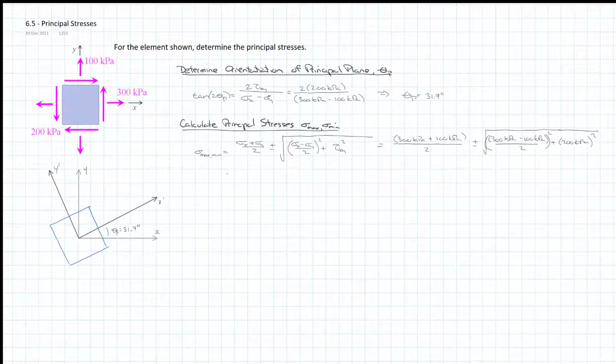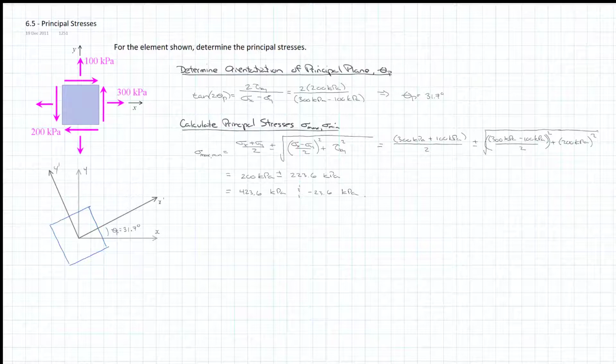I'll talk to it later, but I'm going to write them down into their individual components. That's 200 kPa plus or minus 223.6 kPa. That's equal to 423.6 kilopascals and minus 23.6 kilopascals. It is often possible to determine which one is sigma max and which one is sigma min.